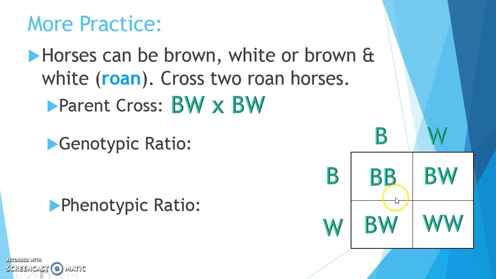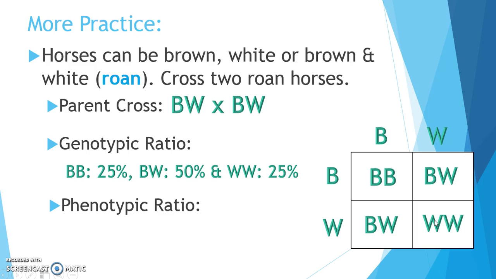Genotypic ratios start in box number 1. BB, 25%. Next one, BW. That's in 2 boxes, so that's 50%. And WW, 25%.